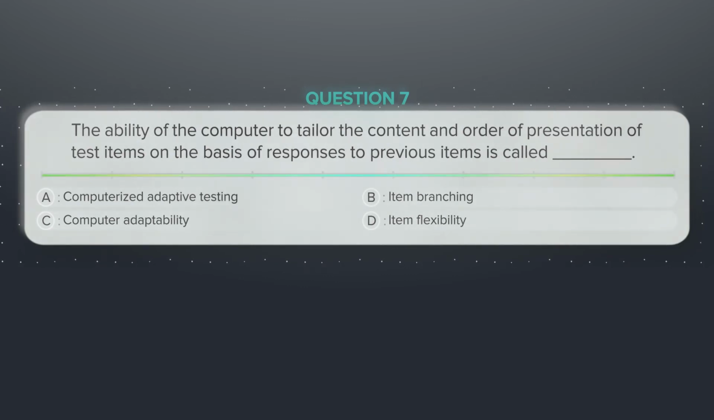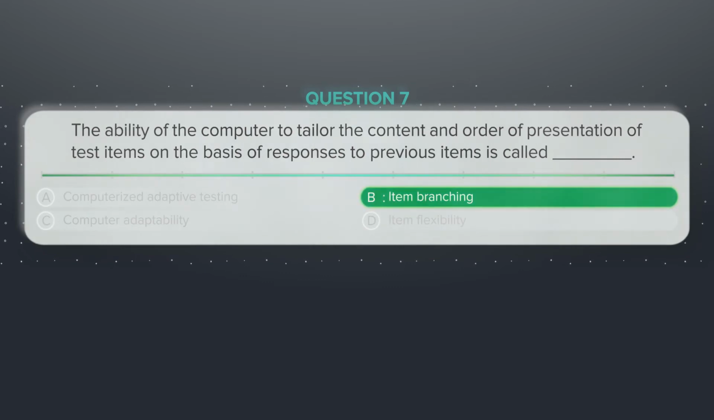And the correct answer is letter B, item branching. So, yung C and D, wala lang din yan. Invento ko lang yung choices na yan. Wala naman talagang computer adaptability and item flexibility.